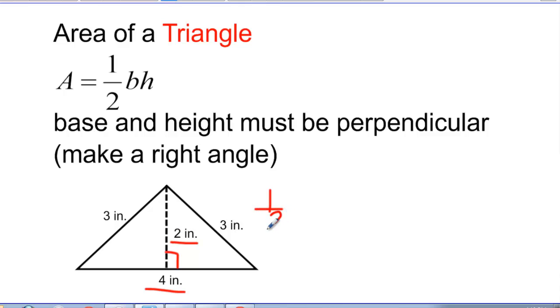So I'm going to do 1/2 times 4 times 2, and you could also do 4 times 2 and divide that by 2. So I know that 1/2 times 4 is 2, and times 2 will be 4. And again, I'm going to make this into square inches since I'm dealing with area.